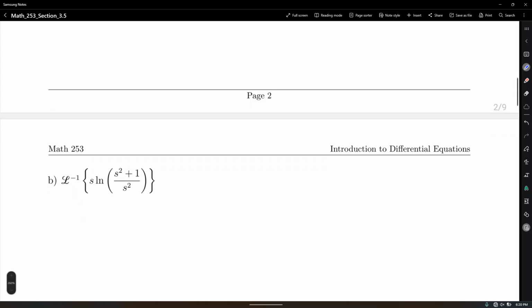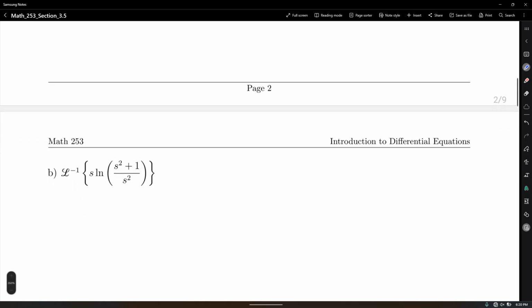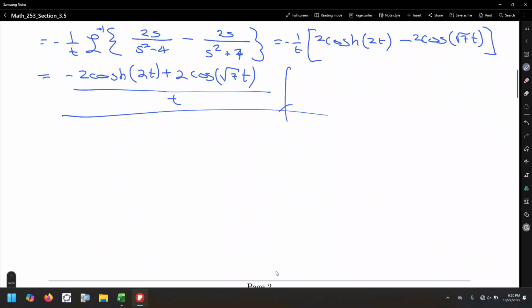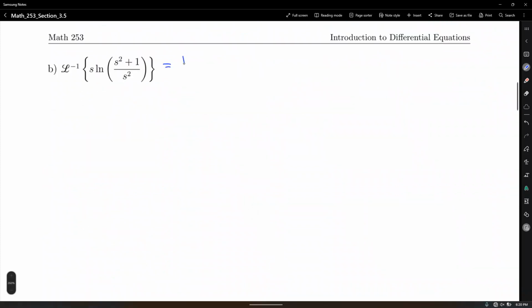Okay, so number one. By the theorem again, we're going to multiply by 1 over t and then find the inverse transform of the opposite in sign of the derivative of that function we're given. Okay? So let's see. That is 1 over t inverse transform of negative d/ds of, in this case, s ln of s squared plus 1 over s squared. Okay? All right.